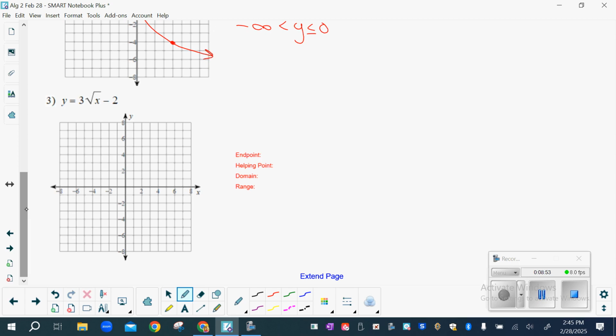Okay, so now what is my endpoint? 0, -2. Good. I love how you guys kind of talk to each other about it. So the helping point, I want to get a 4 on the inside. So can I just put in 4 on this one? Yeah. There's nothing that I have to add or subtract from x to get 4 on the inside. Just looking for 4 on the inside. So I'm going to put in a 4.